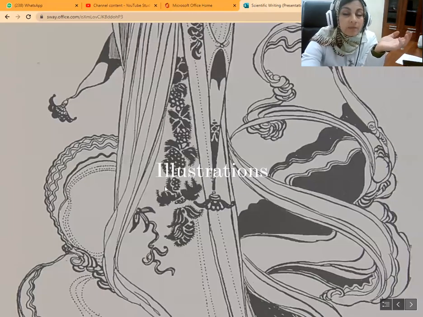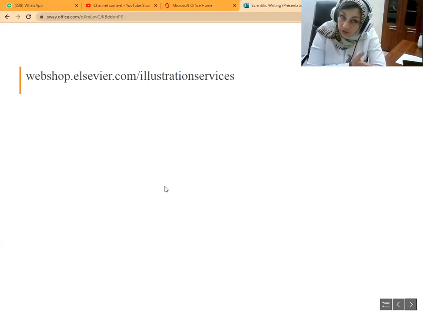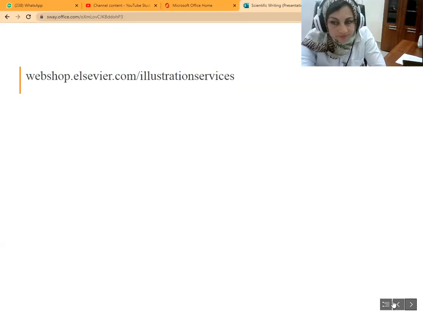What about illustrations? Take care. There are many illustration services on Elsevier that help you generate your own illustrations if they are not taken from somewhere. And if they are taken from somewhere, you need to be able to cite them properly. We all know that, correct?